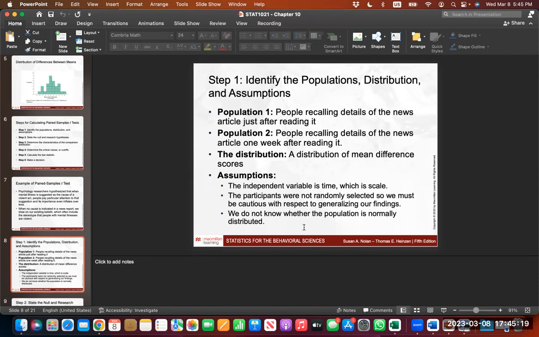Notably, we didn't talk before about the assumptions. These are the same assumptions that applied for the single sample t-test. We need to know that the independent variable is time. So this is time point 0 and time point 1 week later. So that's before and after, which is scale. The dependent variable is usually scale. If you use time here in this context, it's actually discretized.